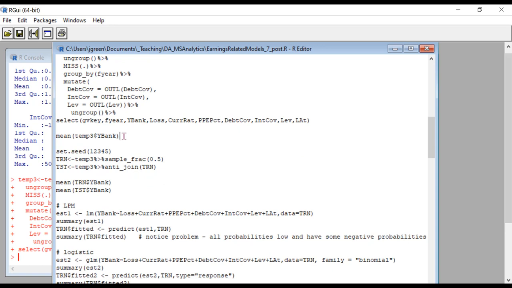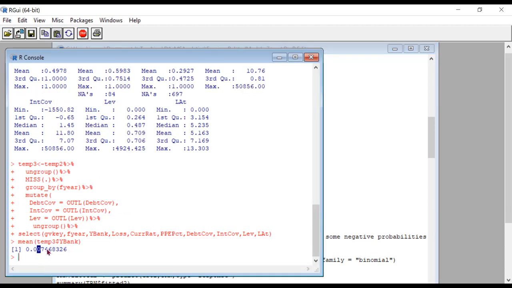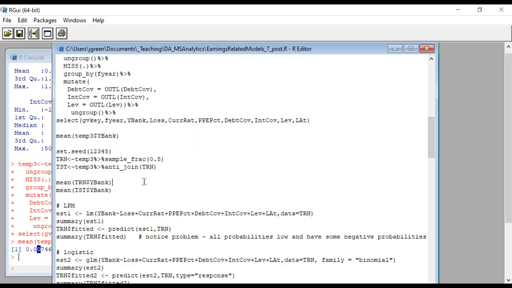So then once we do that, let's look again at the mean of the Y-bank variable, so the percent of observations with bankruptcy. Removing those didn't change the percent too much, so it's still 0.7% of our observations, so rounded up to 1% of our observations have bankruptcy.